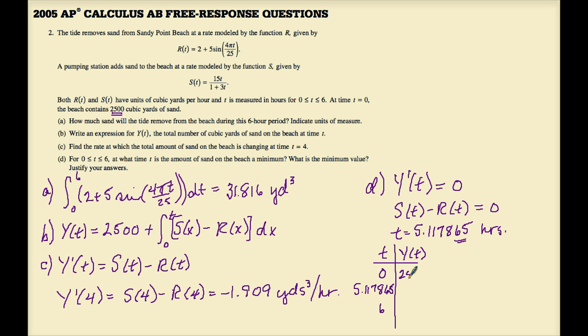At time 0, there was 2,500 cubic yards of sand on the beach. Not surprising, since that was our initial condition. At time 5.117865, there was 2492.3694 cubic yards of sand on the beach, and at time t equals 6, there was 2493.2766 cubic yards of sand on the beach. So at time 5.117865, we had the minimum amount of sand on the beach.